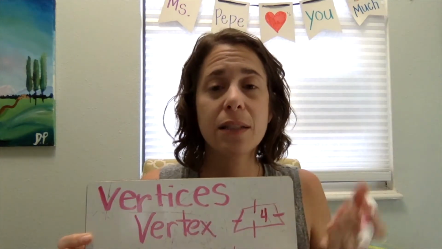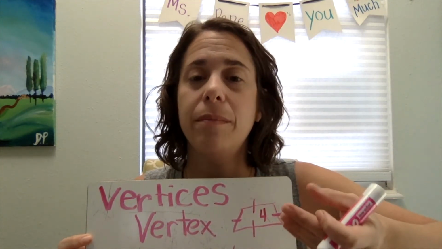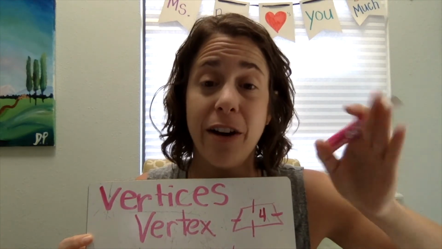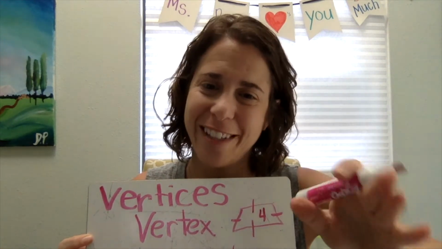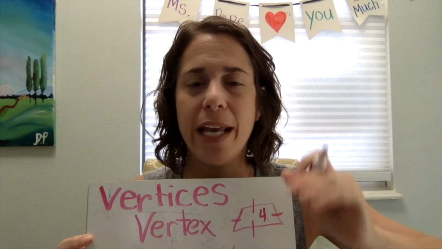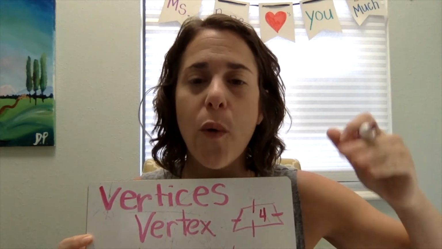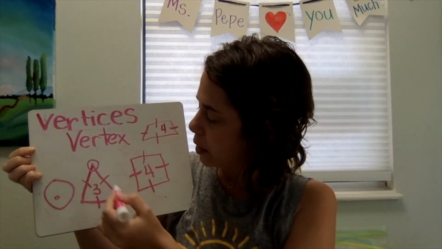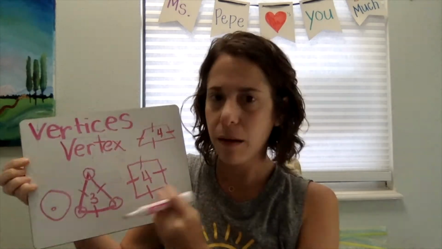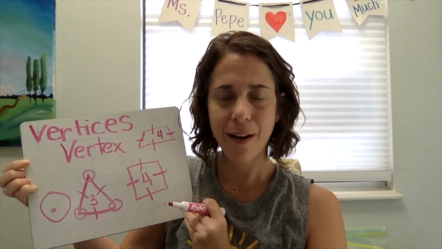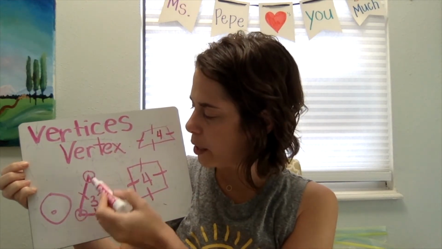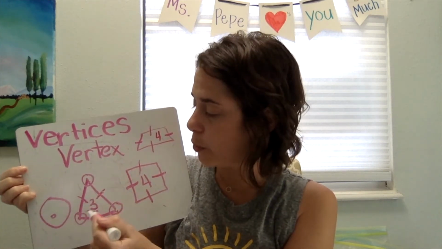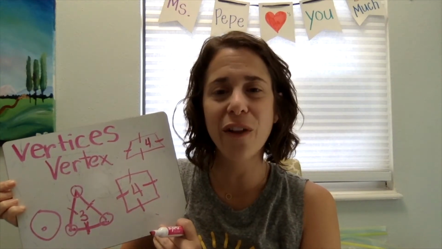All right. So this is how we show how many vertices there are. Now watch this cool trick. You're going to notice something when I count these vertices. Vertices are the corners of it. Let's count it. 1, 2, 3. Wait a second. How many sides? 1, 2, 3. How many vertices? 1, 2, 3. You are going to circle the vertices.